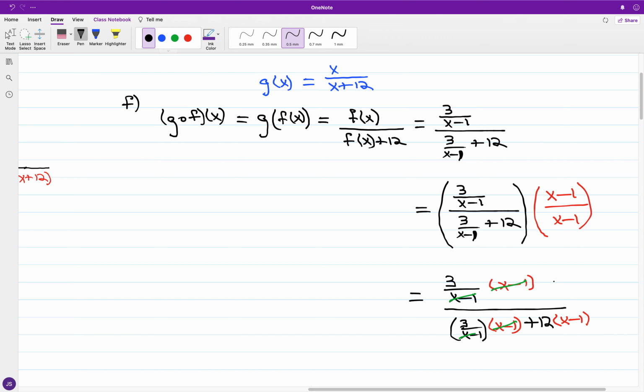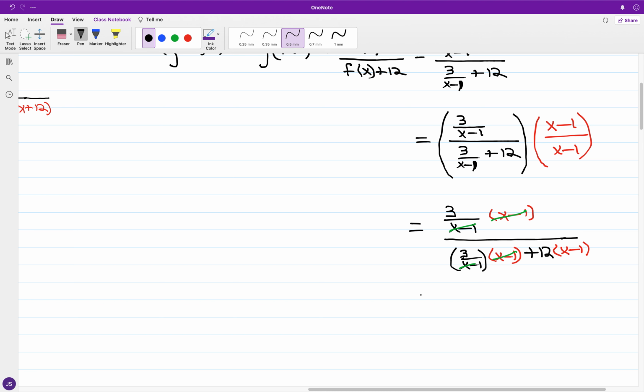And so in the rewrite, the numerator will become 3. And we have all over, now we've got 3 and 12 times the quantity of x minus 1, so this is going to be 12x minus 12. Combining the constants in the denominator, we're getting it narrowed down to 3 over 12x. 3 minus 12 becomes negative 9.